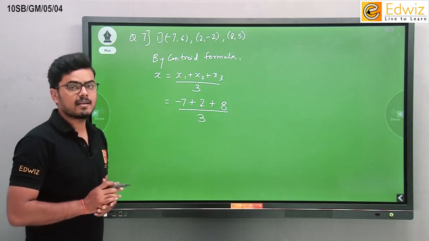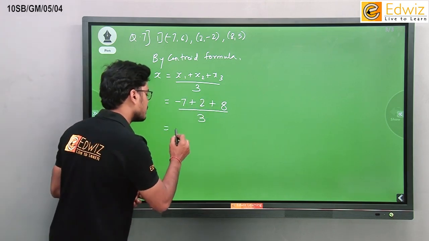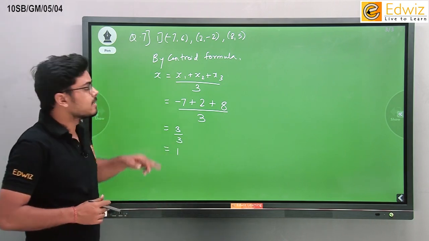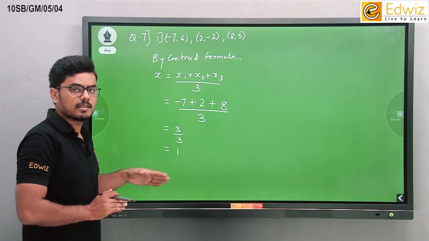Minus 5 plus 8 will be plus 3. So 3 upon 3 is what we get. So the final answer is 1. Okay. The x coordinate of the centroid is 1.